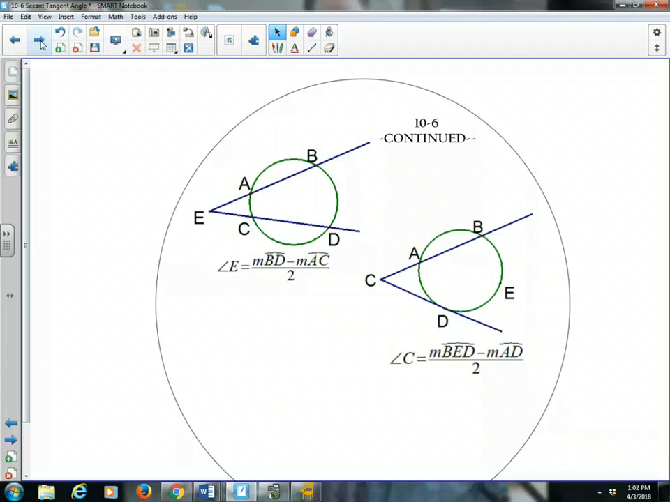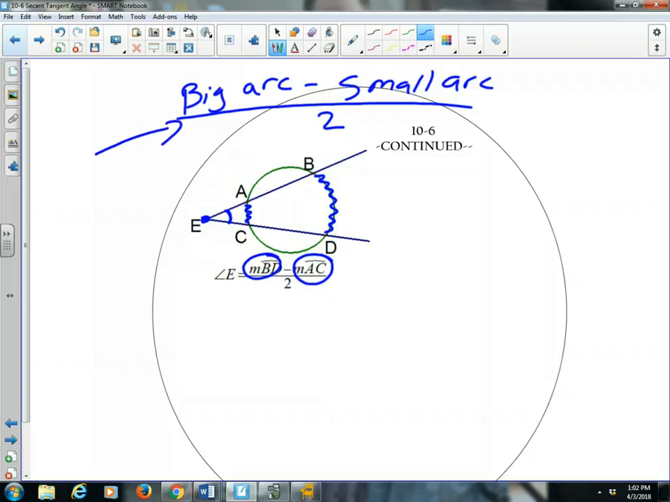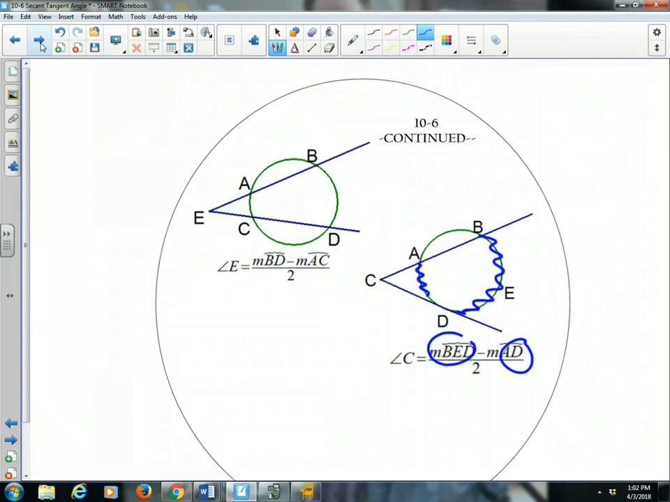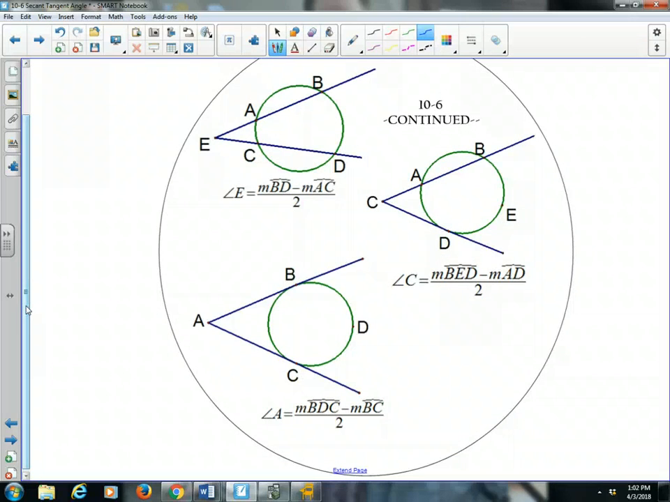When a secant and a tangent intersect outside the circle, it's the same formula. It is BED, which is the big arc, minus AD, the small arc, divided by 2. So again, this same thing exists. Big arc minus small arc divided by 2. And our third and last property on this page is when we have 2 tangents that intersect outside the circle, the same formula remains true. It is big arc minus the small arc divided by 2.